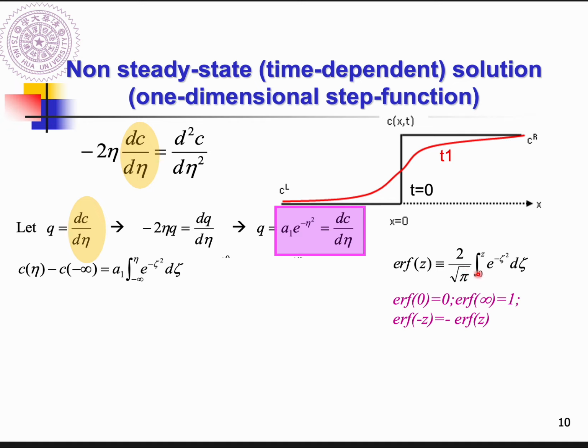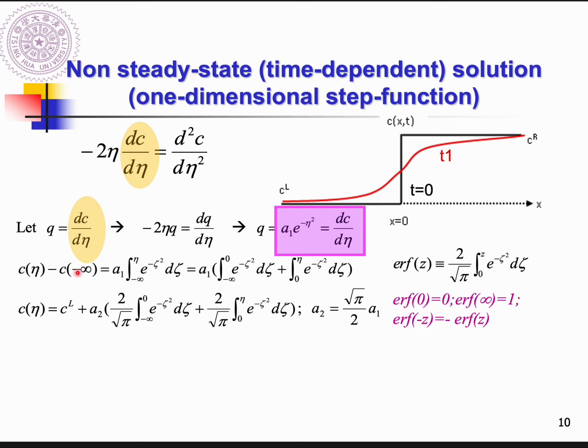So based on this, we try to separate this term, because the limits are negative infinity to iota. But for the error function, usually we have 0 as a reference point, right? So we separate this term to become what? Negative infinity to 0 plus 0 to iota. Okay, so based on this, what's the c of negative infinity? It will be cl. So you move it to the right-hand side, you get cl plus.